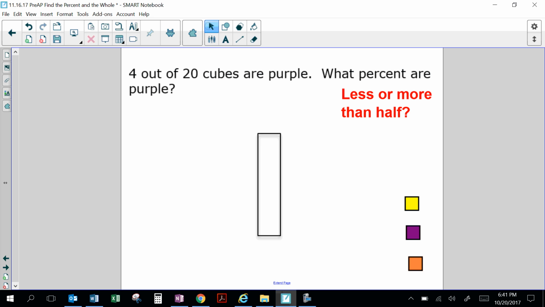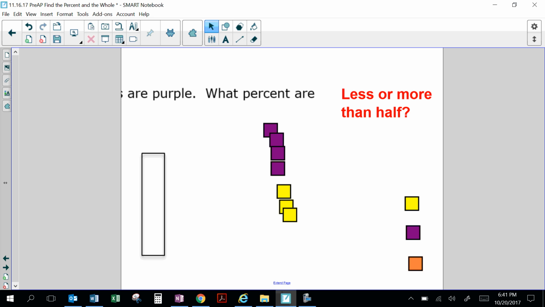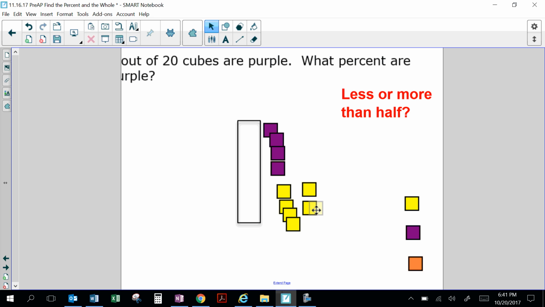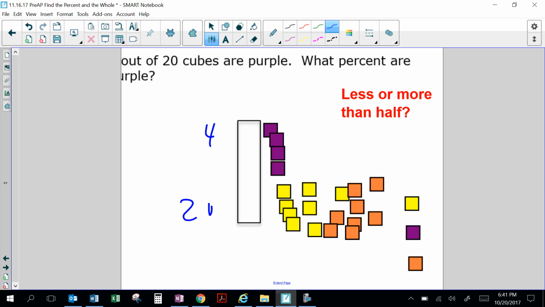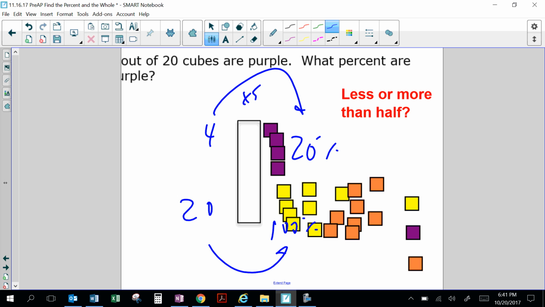4 out of 20 cubes are purple. 1, 2, 3, 4. And they said there's 20 cubes. 1, 2, 4, 6, 8, 10, 12, 14, 16, 18, 20. So 4 out of 20 are purple as 100%. Times 5, times 5, that's 20% are purple, a little less than half.